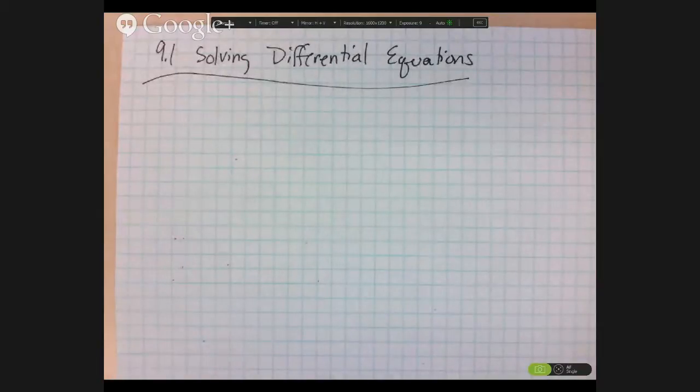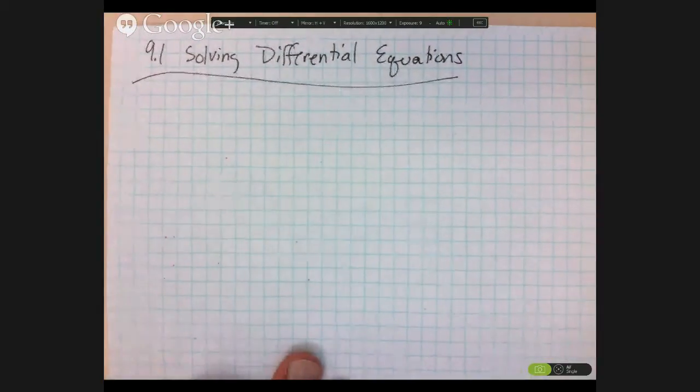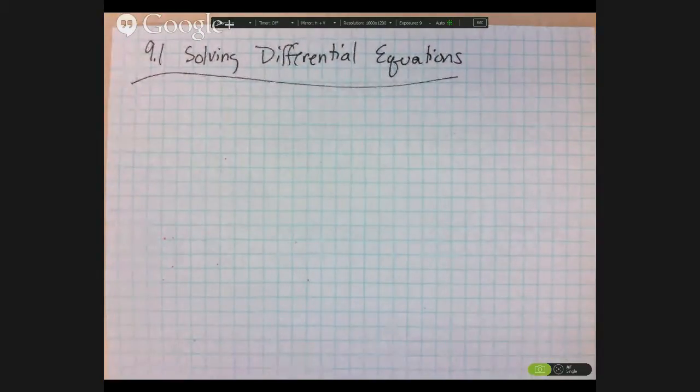Okay, differential equations. Like I said, basically you're given a differential or derivative. You're working backwards to find a general solution. Sometimes it's a little more complicated than you think of just taking an integral.